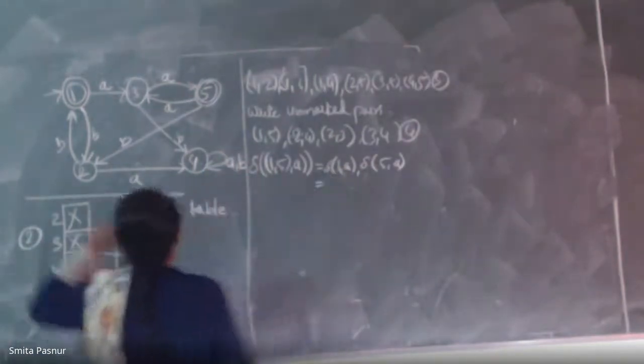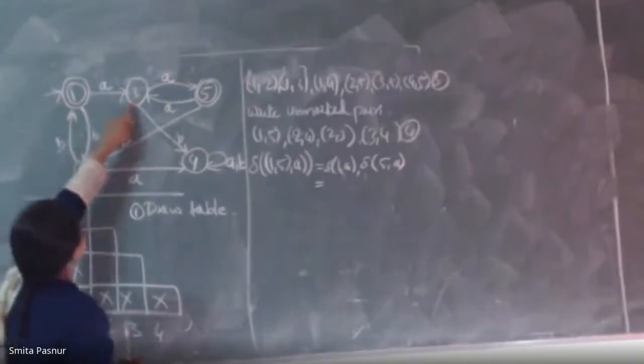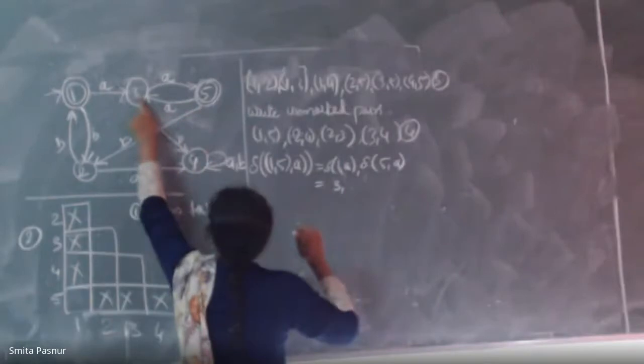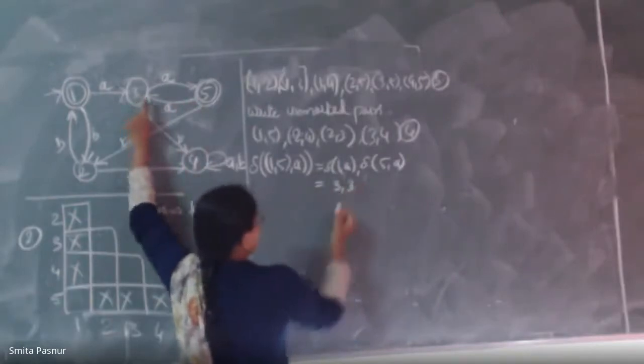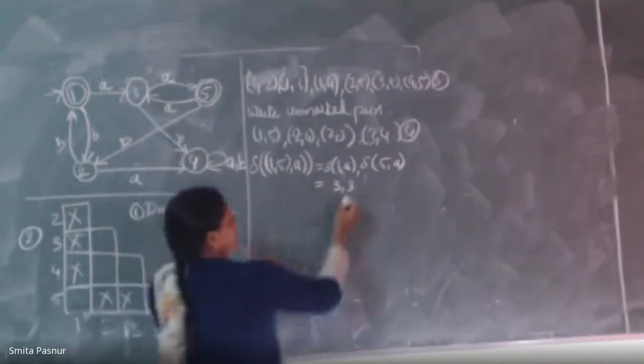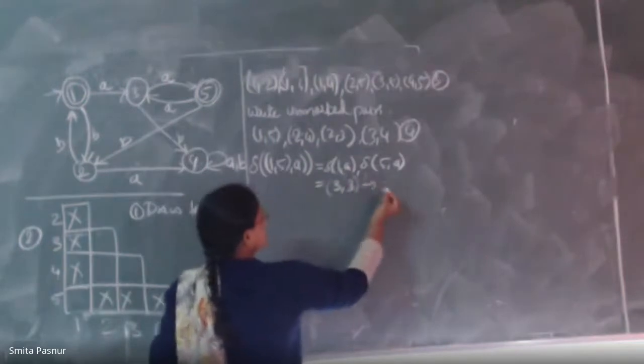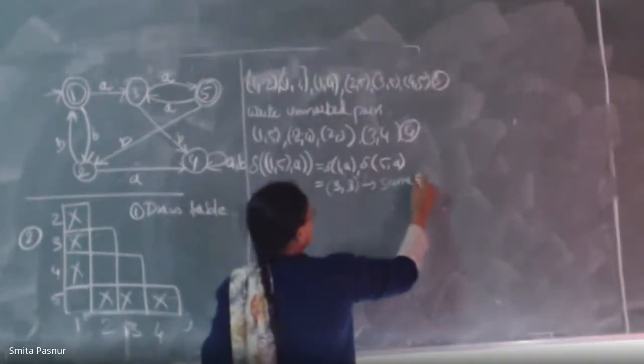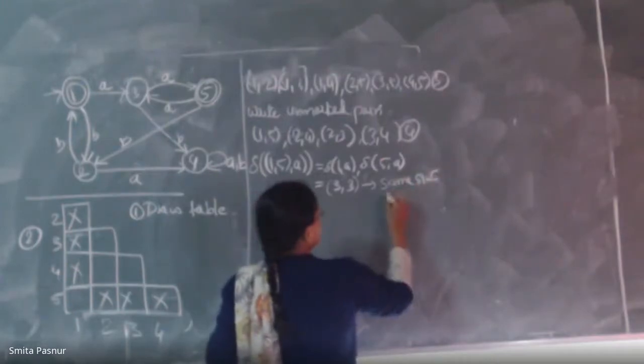So what is 1 on A? 1 on A goes to 3. Then 5 on A is going to 3 again. So what you got here is 3 comma 3. What should you write for 3 comma 3? It is the same state, no information.